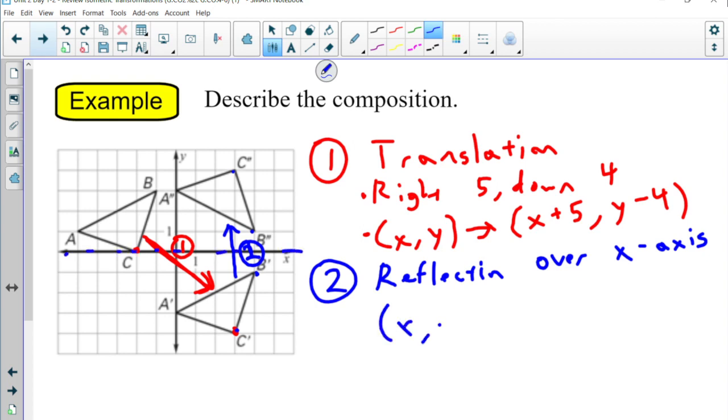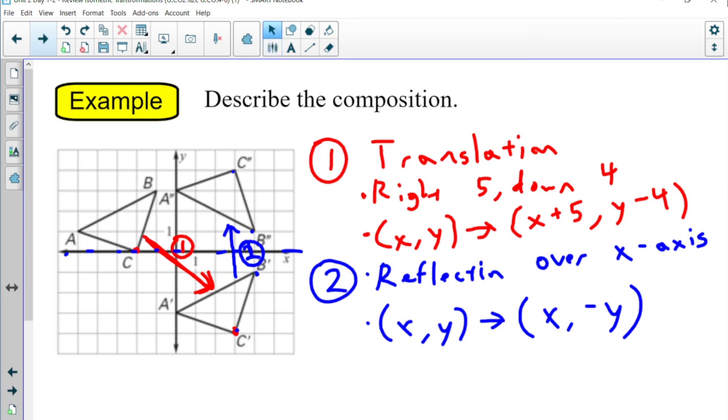Or if you wanted to write the coordinate rule, reflection over the x-axis is (x, y) moves to (x, -y). One of these two ways of writing it. You need to be specific enough that I can do the transformation just by reading your description. So that's my descriptions of the transformations.